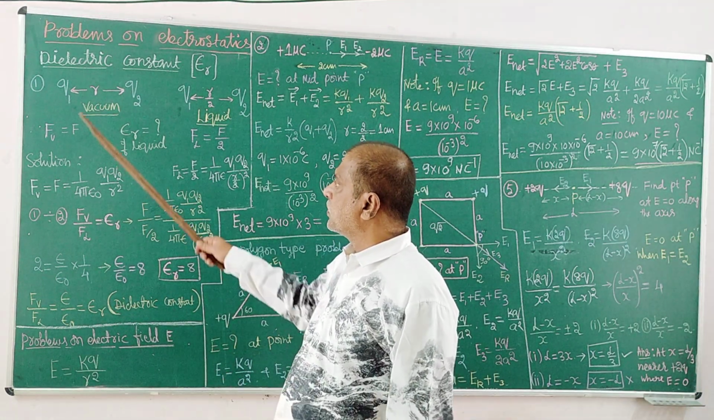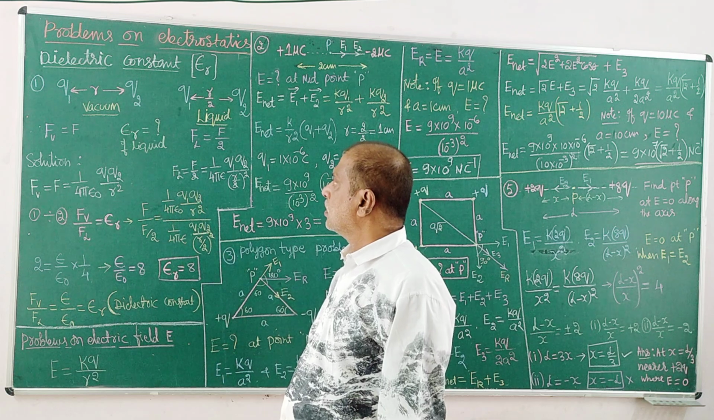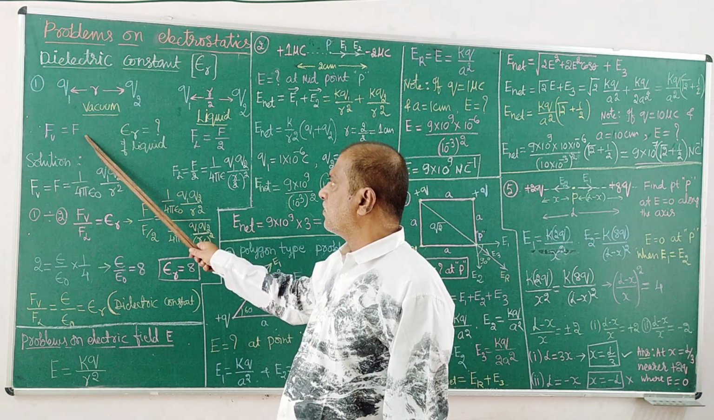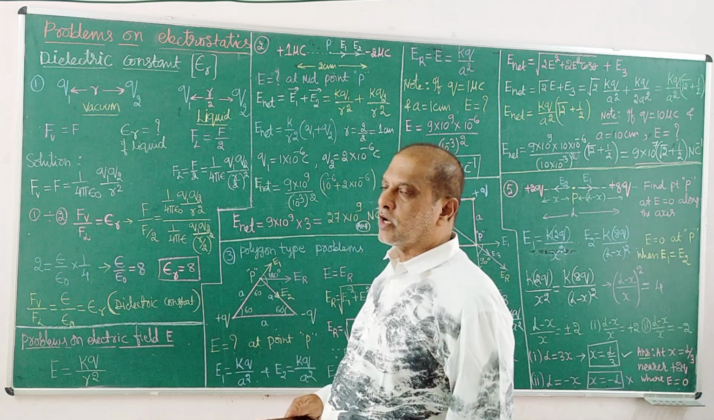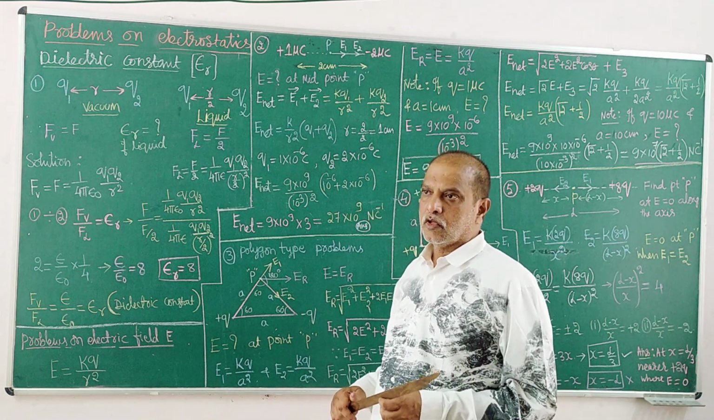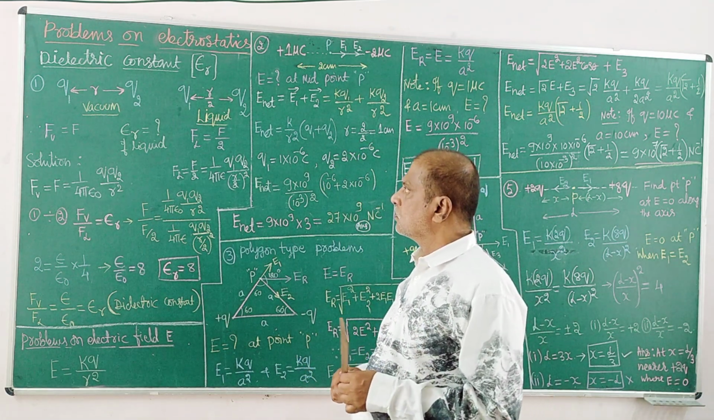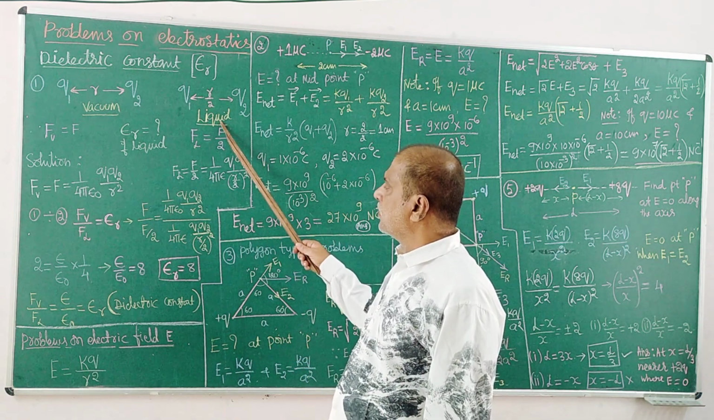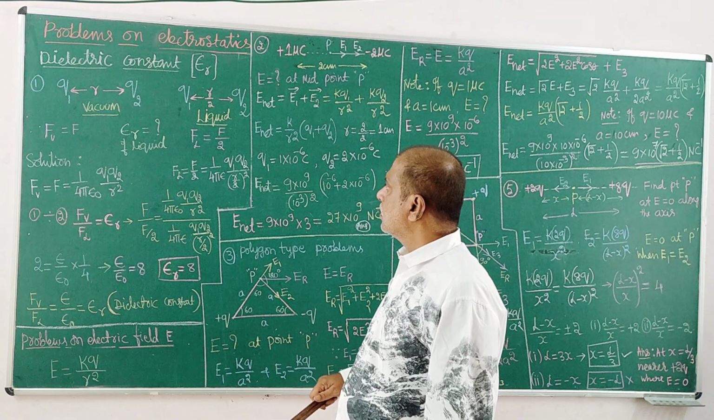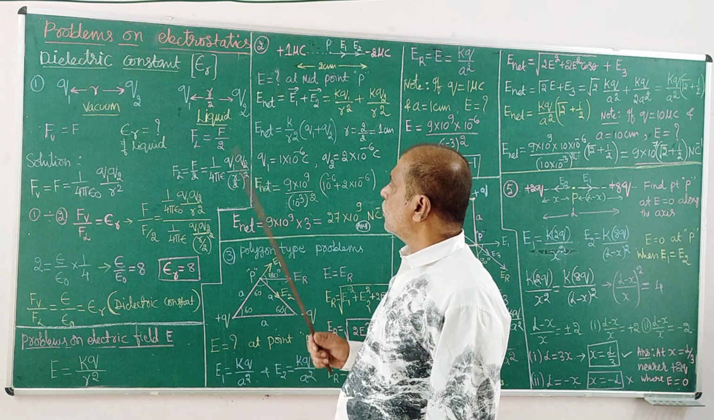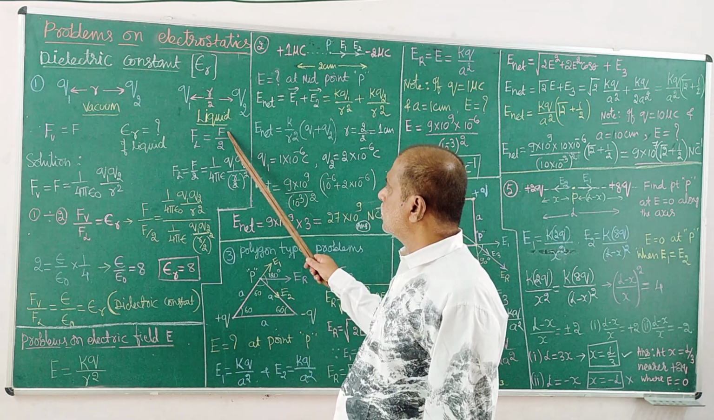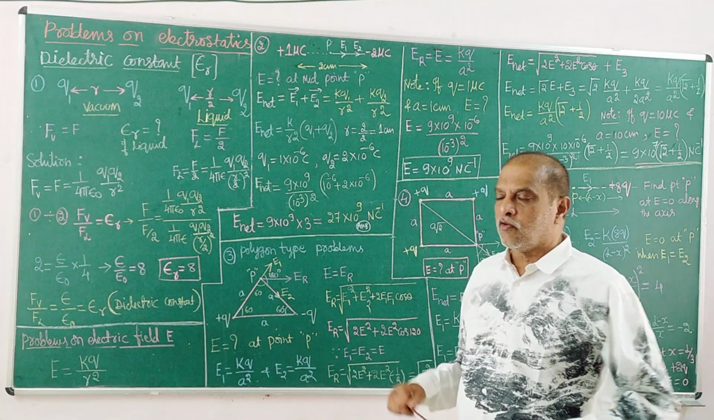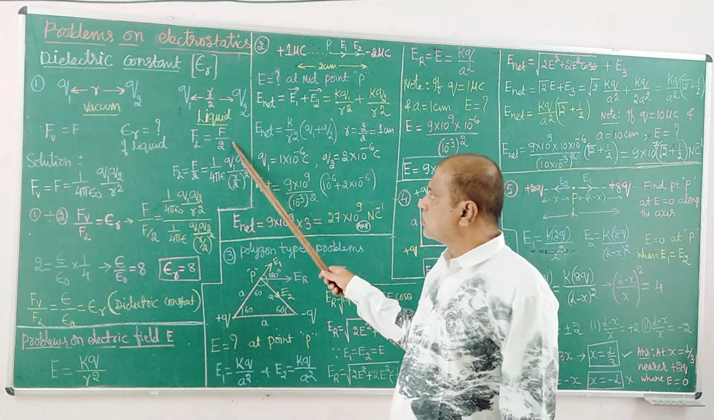The space is vacuum, empty space. Let the Coulombic force be F. That is the maximum force that arises in empty space. Now the space is filled with some liquid material. The electrostatic force is reduced to half of it, half of the force.